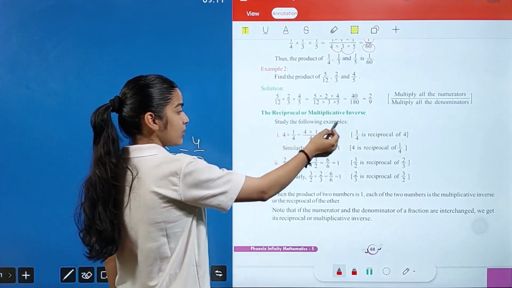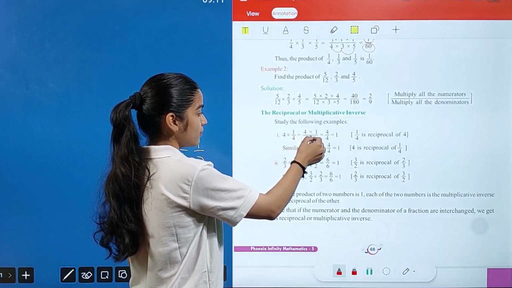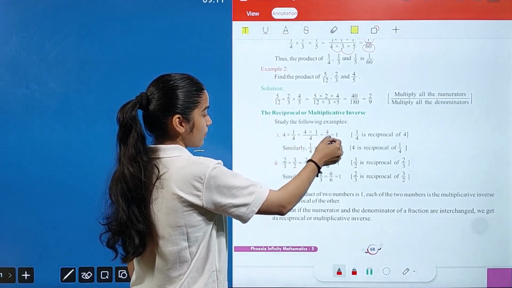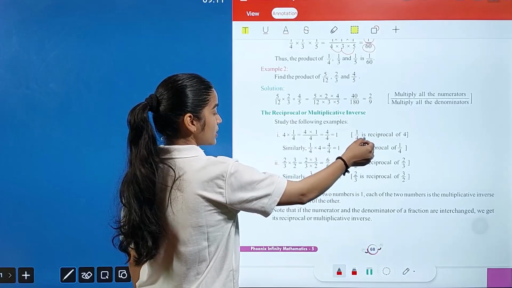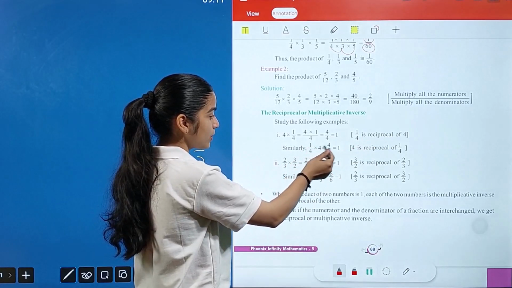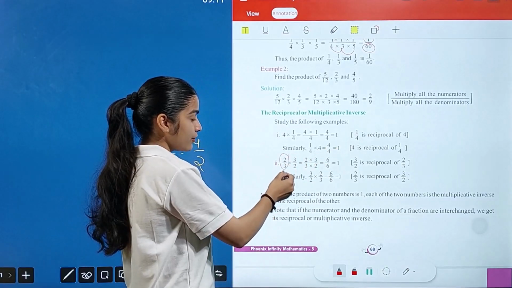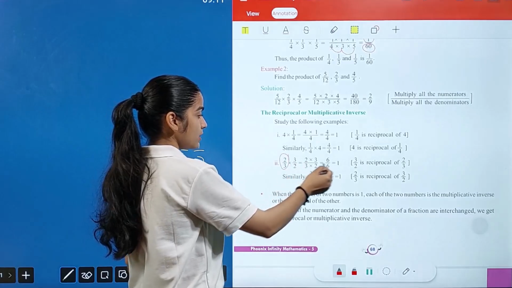Now, study the following example. 4 multiplied by 1 by 4. So, 4 multiplied by 1 by 4, 4 by 4 is 1. 1 by 4 is the reciprocal of 4. Similarly, 1 by 4 multiplied by 4 will be 4 by 4, which is equal to 1. 2 by 3 and the reciprocal of 2 by 3, which is 3 by 2, always give 1.